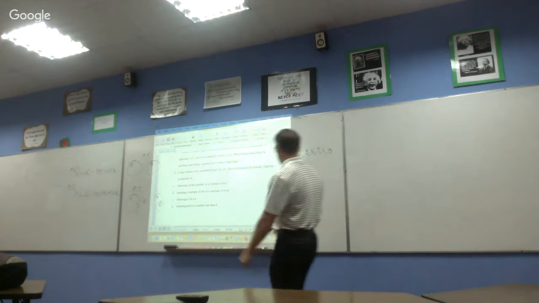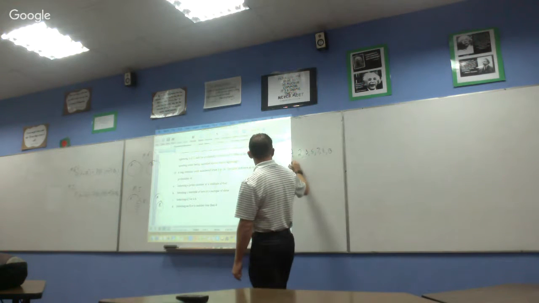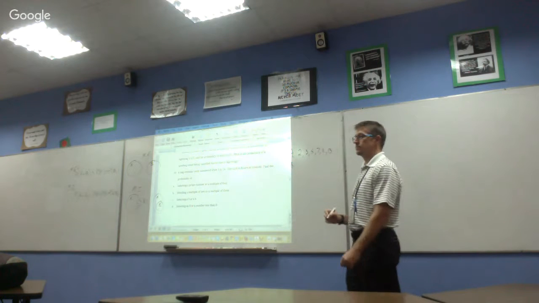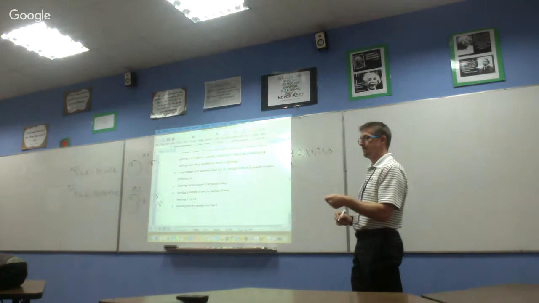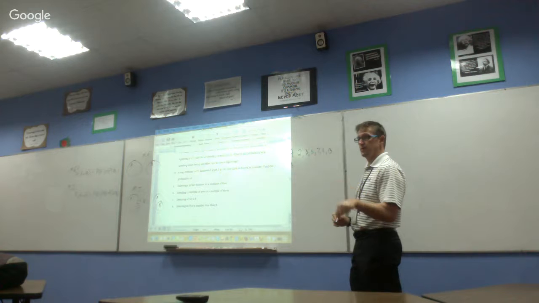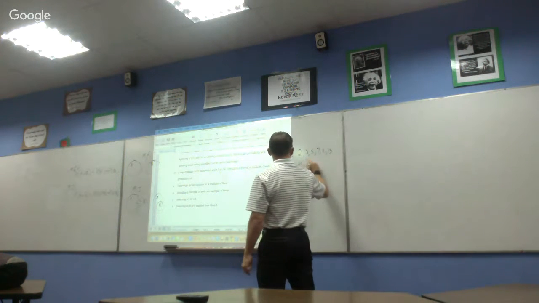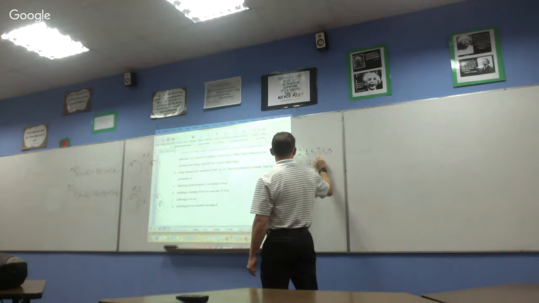So that's event A. Now, what about a multiple of 4? Is 2 a multiple of 4? 4, 8, and 12. Can't go 16. Why can't we go 16? Because there are only 14.